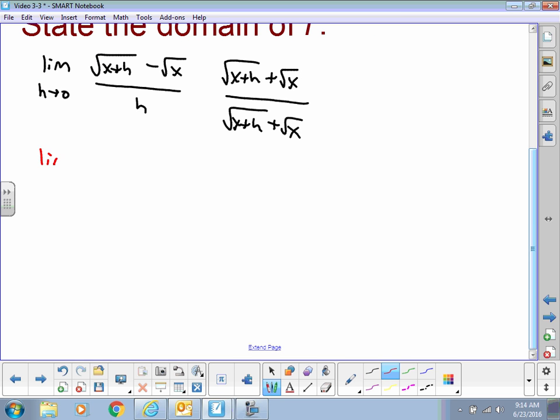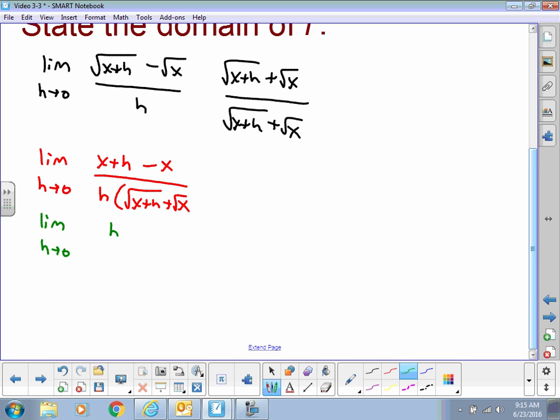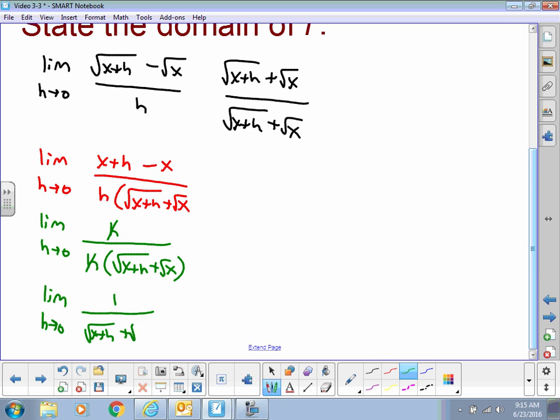So this will now be the limit as h approaches 0. We will have x plus h. Outside and inside terms wipe out. Then we'll have a minus x h times square root of x plus h plus square root of x. So this will become limit as h approaches 0. We will have h over h times square root of x plus h plus square root of x. The h's wipe out, giving us limit as h approaches 0 of 1 over square root of x plus h plus square root of x.